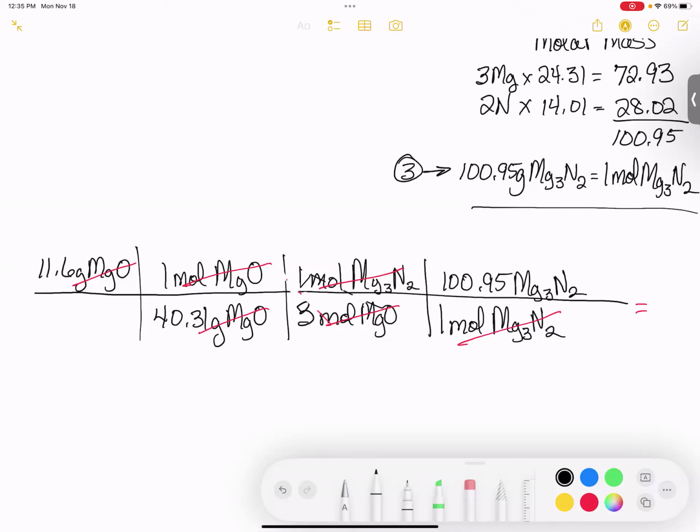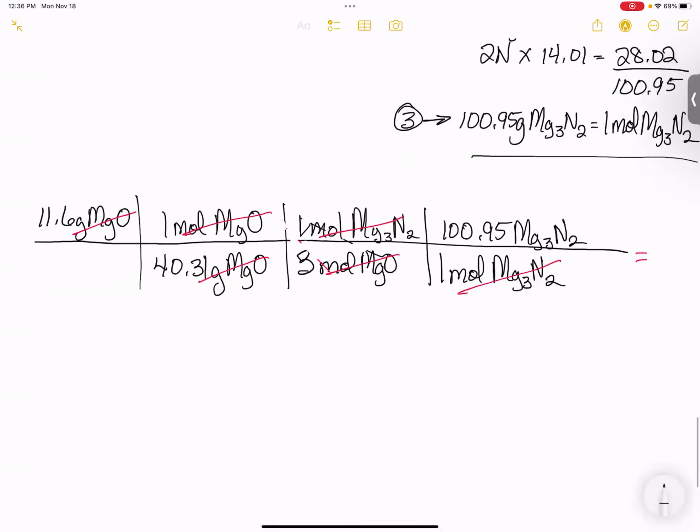11.6 divided by 40.31 divided by 3 times 100.95 gives you an answer of 9.68345 grams Mg3N2. We have to think about significant digits.